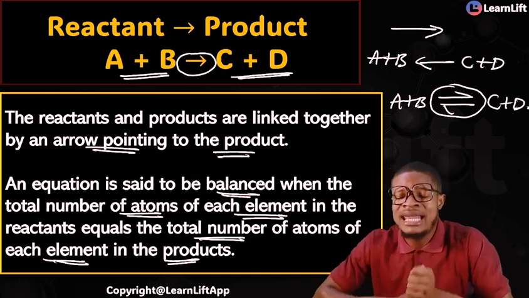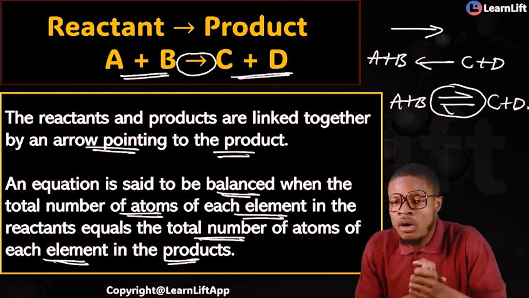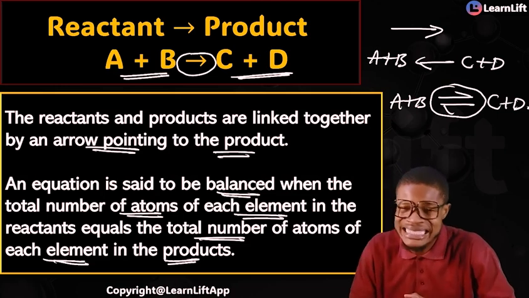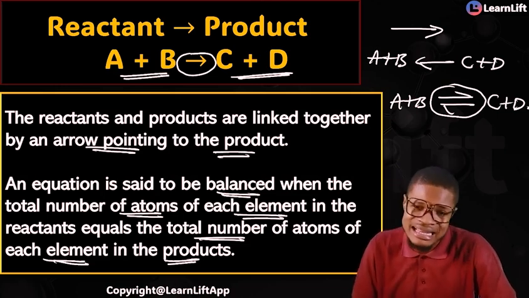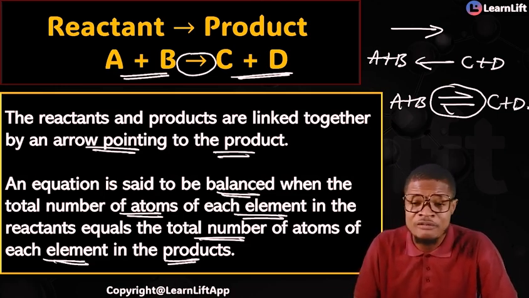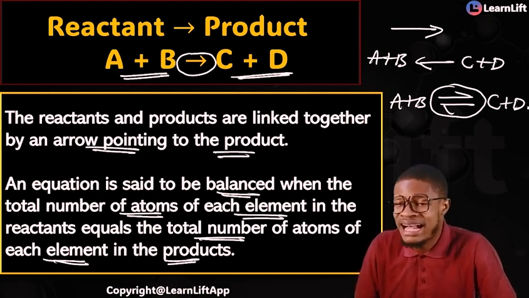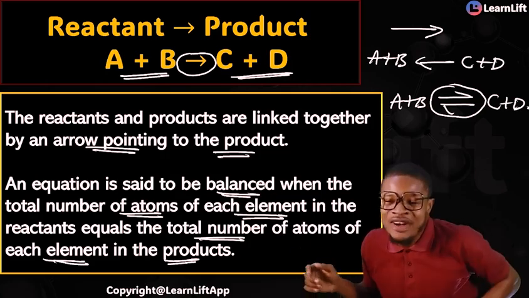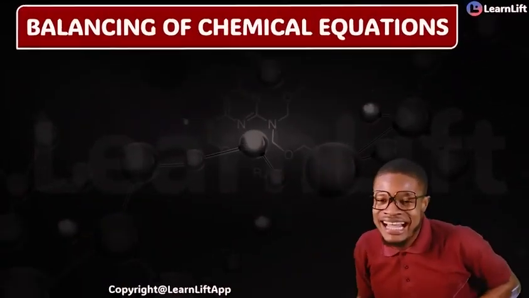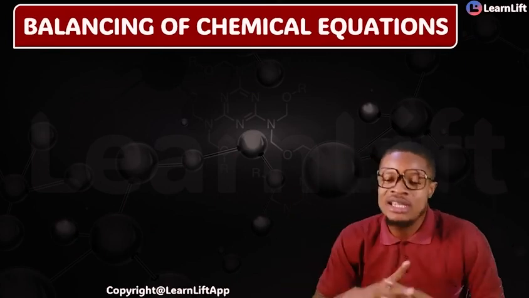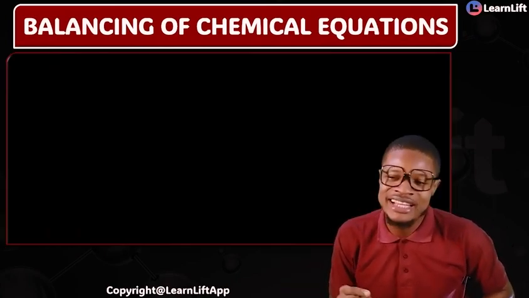Number 2, when is an equation said to be balanced? An equation is said to be balanced when it obeys the law of conservation of mass, or the law of conservation of what? Matter. Does it make sense? And this law of conservation of mass or matter is one of the 4 laws of chemical combination. And don't forget this, that in the balancing of chemical equations, there are a couple of things that we must watch out for.